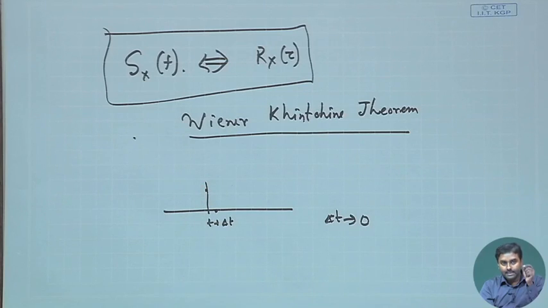I can immediately see that if I observe something at this time, I am not able to tell what will be happening at the next time. That means it is completely uncorrelated. So, as time progresses a little bit, I must not get any correlation. So, the correlation value should be 0.